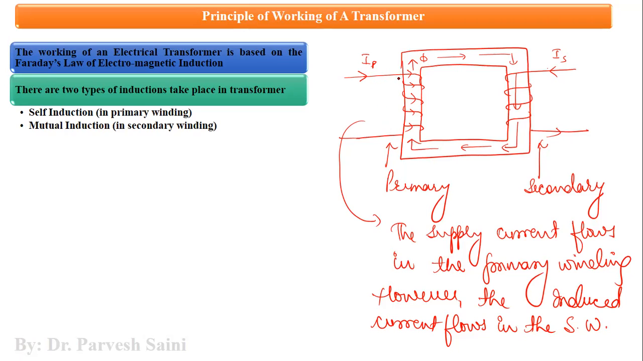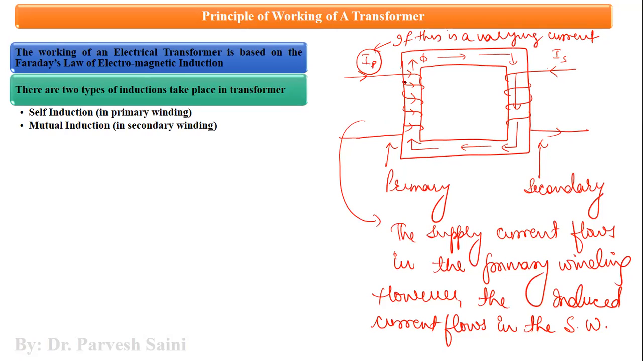So when this current flows in this particular winding, if this is a time varying current, then what will happen?